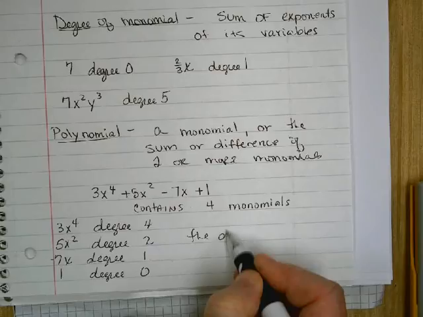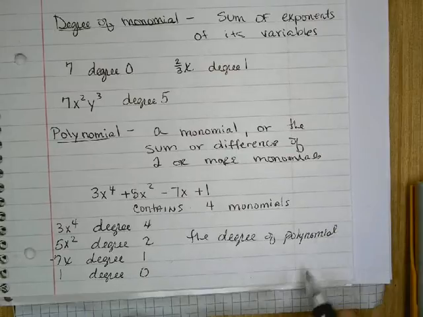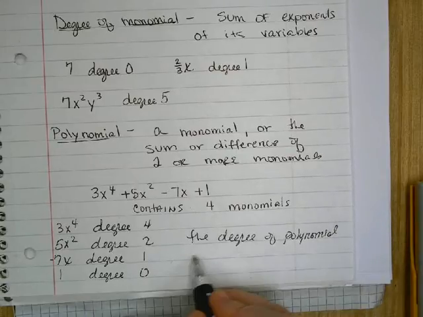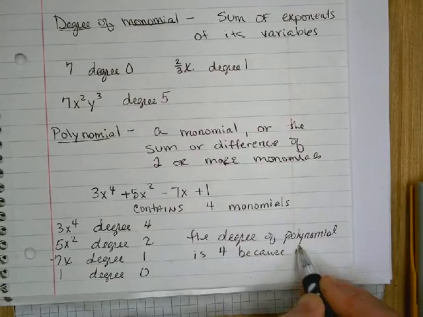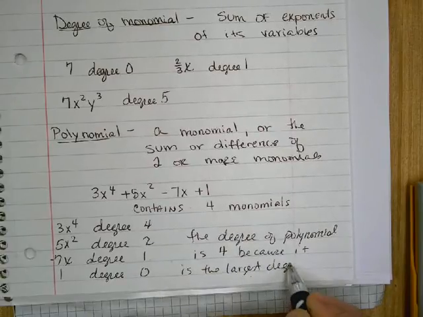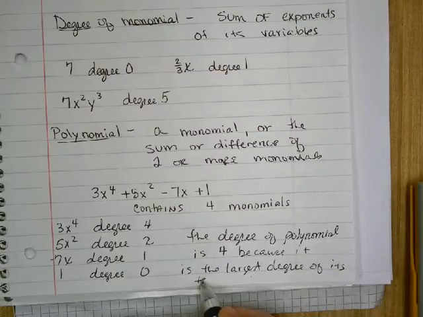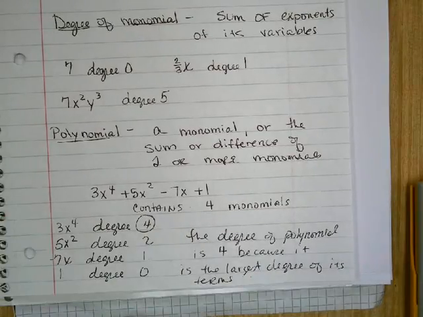The degree of the polynomial is 4 because it is the largest degree of its terms. Not because it has 4 items in it, but because of this right here. That's the degree of the polynomial. The polynomial is degree 4. You categorize it by saying, well, what's the highest degree of one of its components?